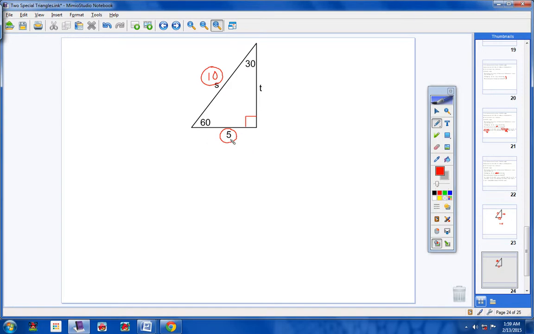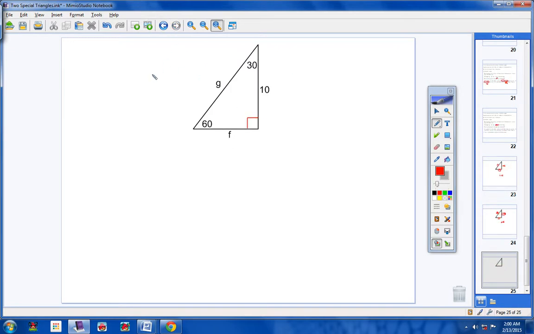Also, when you know the shorter leg, how do you find the longer leg? You always multiply the shorter leg by what? That's right, square root of 3. So T equals 5 square root of 3, and we're done. That easy, guys. When you know the shorter leg, it's so easy to find the other 2 sides.